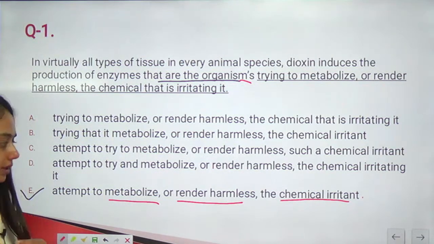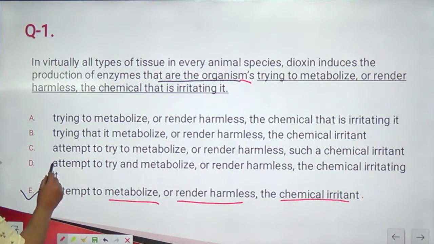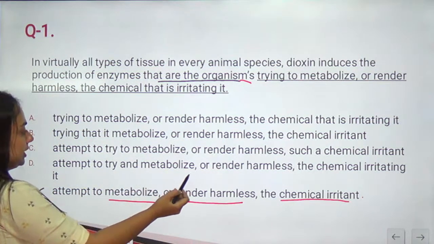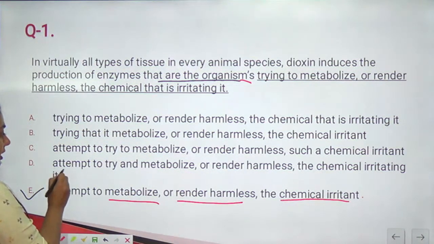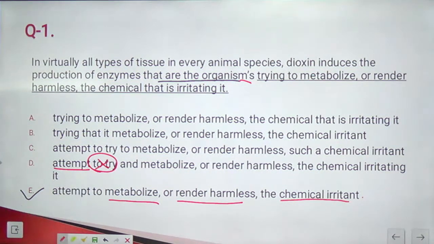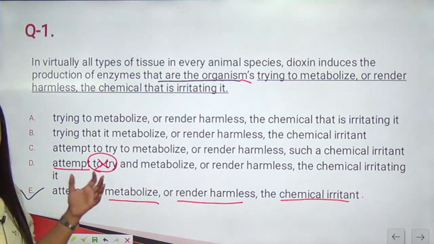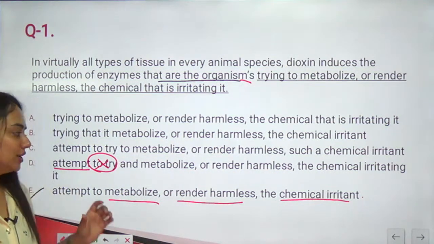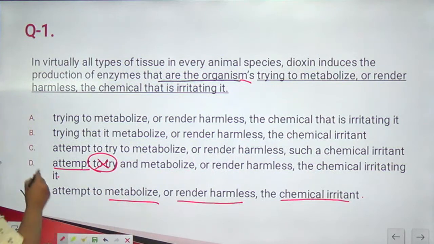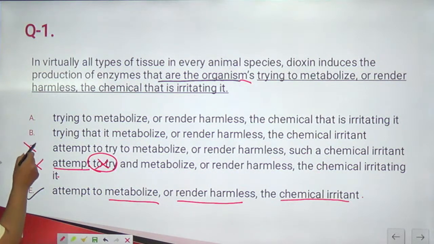Okay, you said D, Izumi. Let's read this one. Organisms attempt to try and metabolize. See, students, when you already say it is an attempt, to try will be redundant. When you attempt something, you definitely try to do something. So after attempt, to try is redundant. By this, we can eliminate this one and this one.